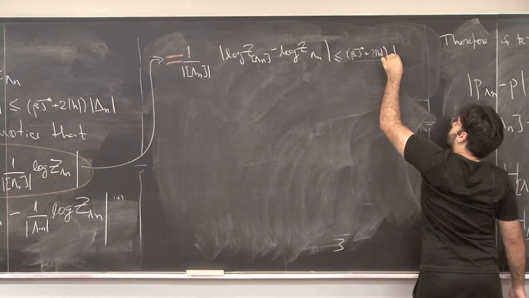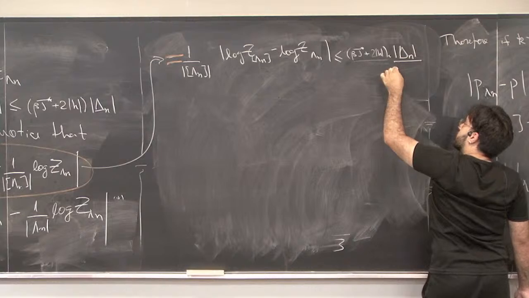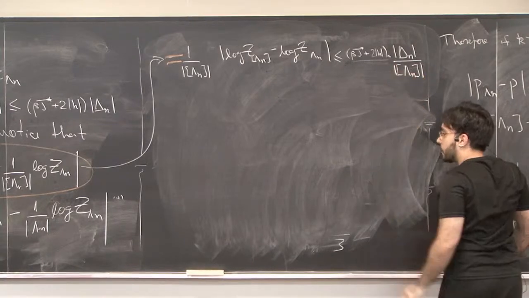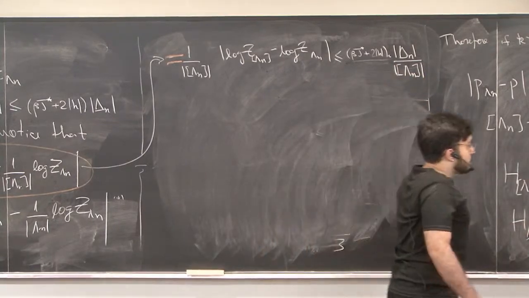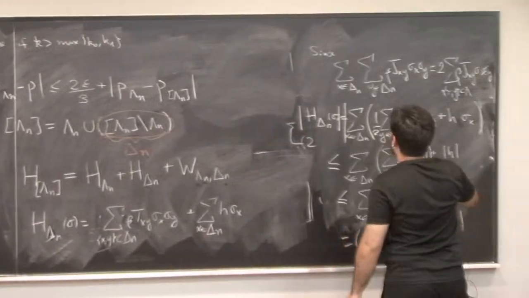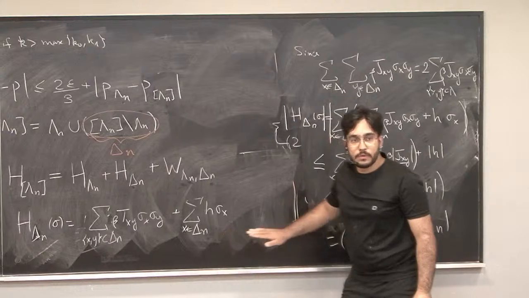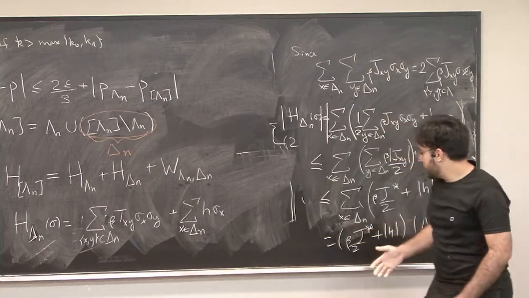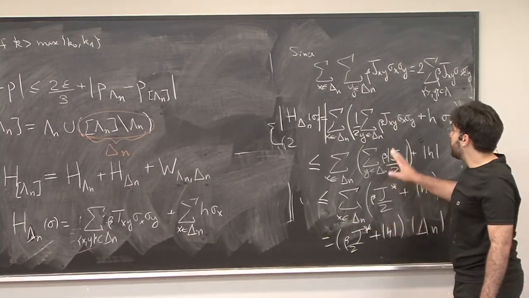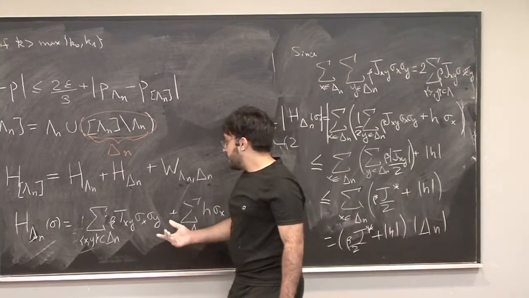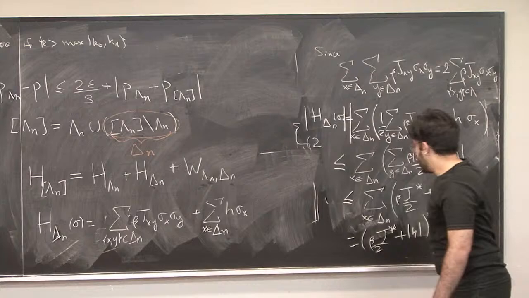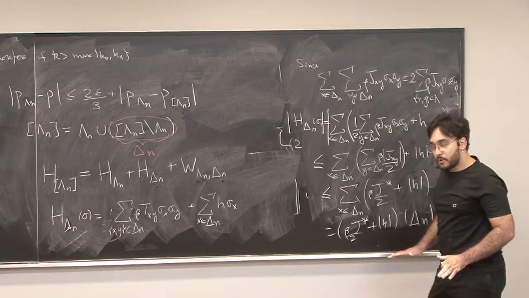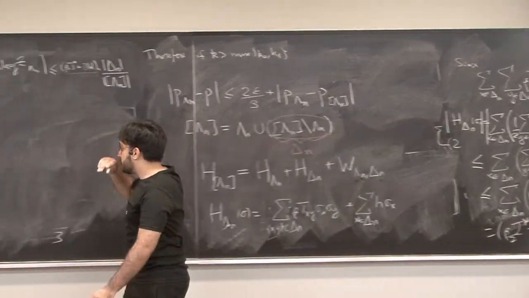beta j star plus 2h times the size of delta n over the size of the cover. Notice that there is nothing in this inequality that I deduced here. There is nothing special in the set delta n. I could have made the same argument, but changing delta n by any finite set. Okay? Do you agree?